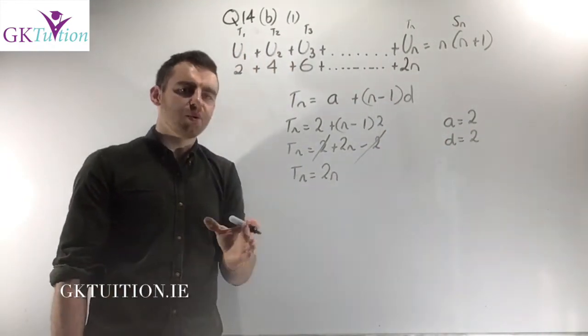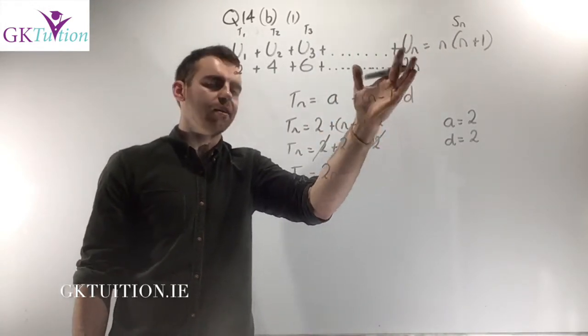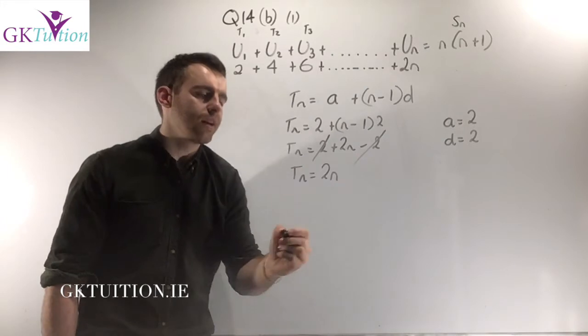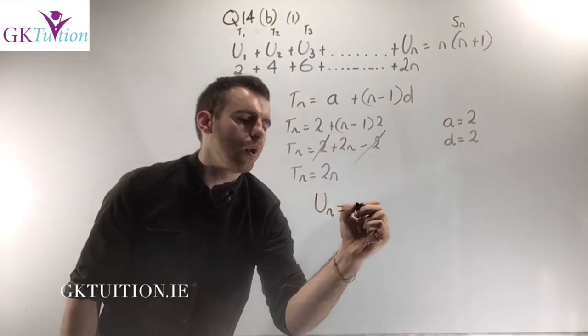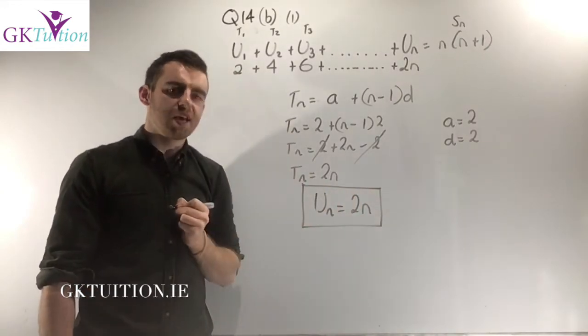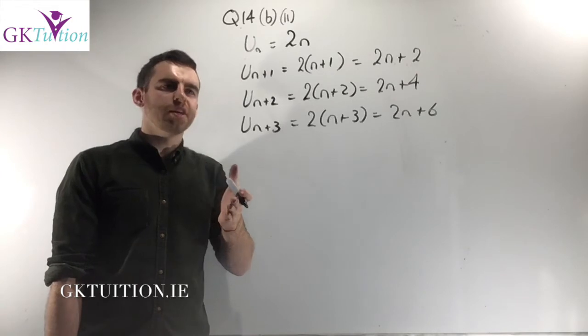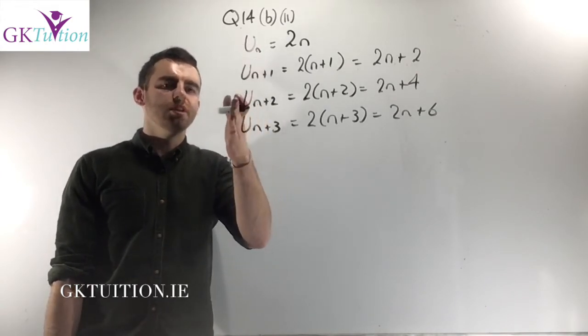And in the way this question was worded, instead of using Tn, they're using un. They're calling the general formula un. So the answer that you needed for this question was that un in terms of n, un is just 2 times n.